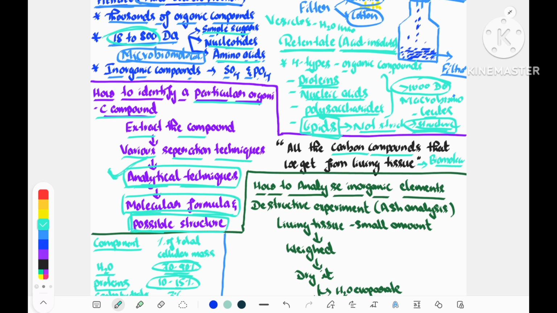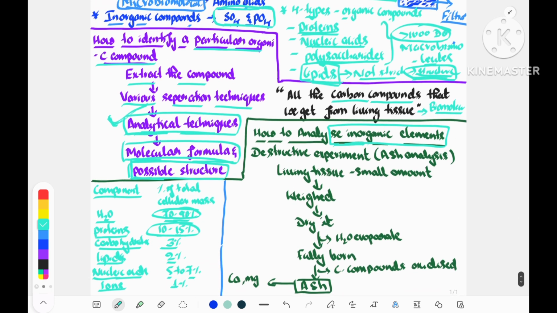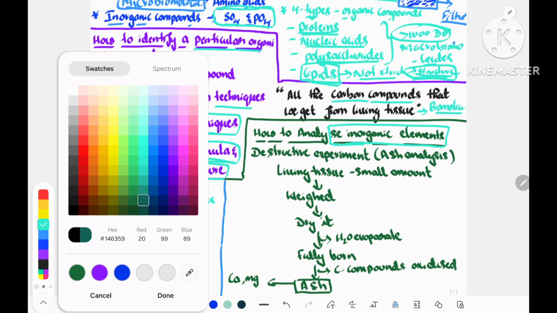Here, one more thing of interest is how inorganic elements and compounds can be analyzed in a living tissue, whether they are present or not. Of course, organic compounds are present, and along with them various types of inorganic compounds and elements are also present, which we came to know here itself. In the filtrate there is the presence of sulfates and phosphate. Likewise, there are other elements also present in the living tissue that can be analyzed by using a destructive method.